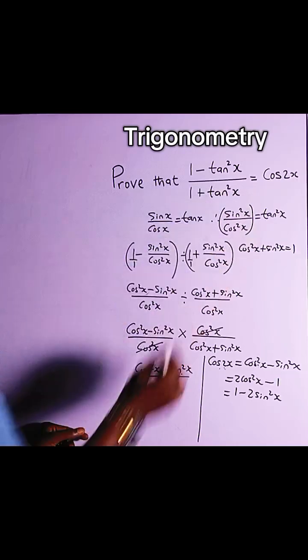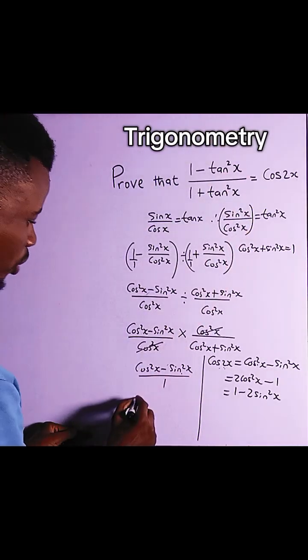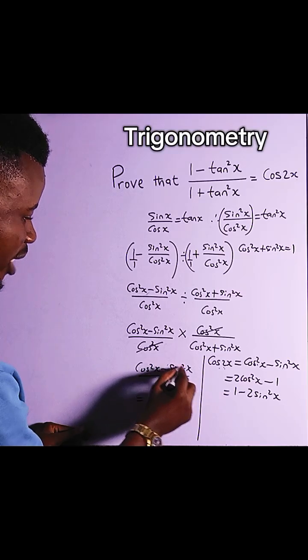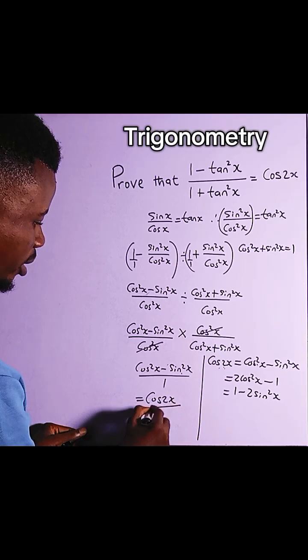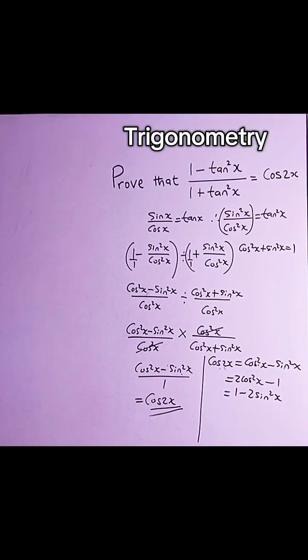So now we have proven that this expression is equal to what? Cos square x minus sine square x gives you cos 2x. That's how you prove this identity.